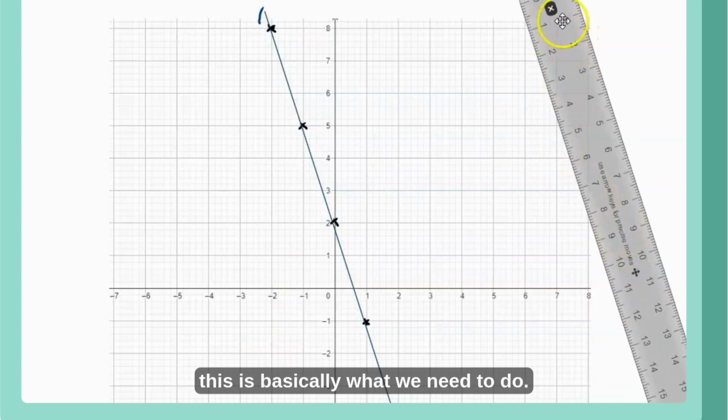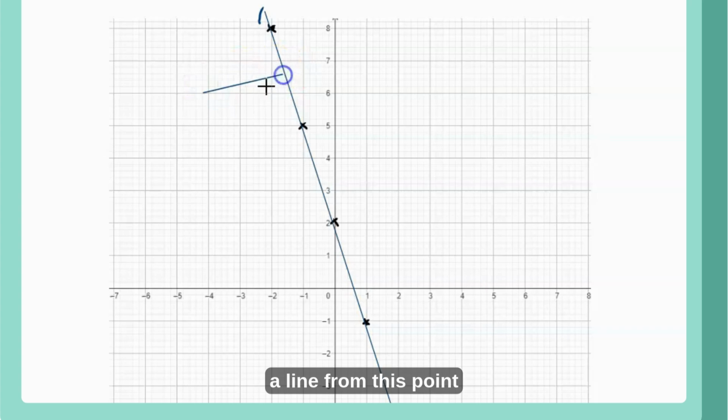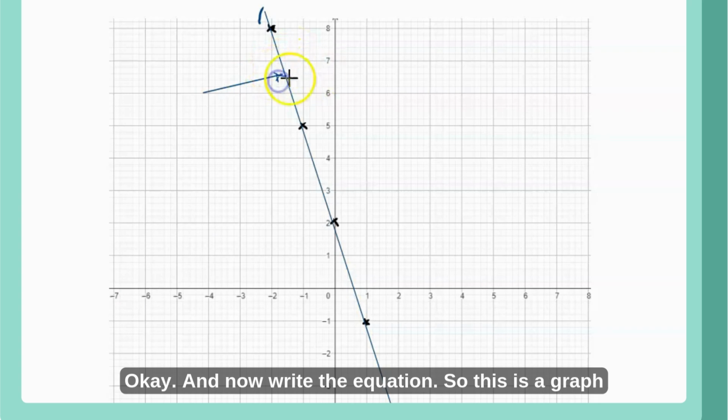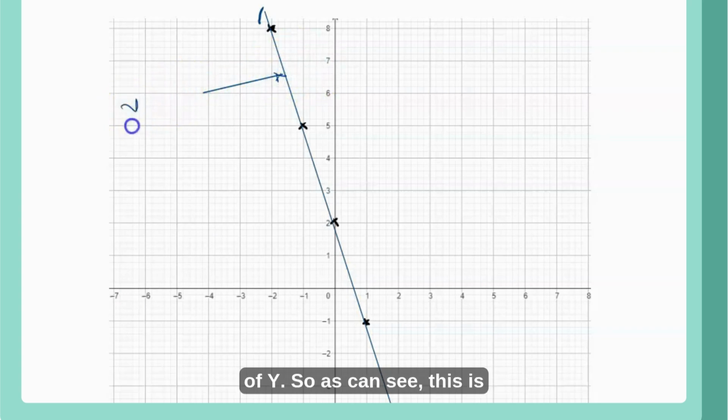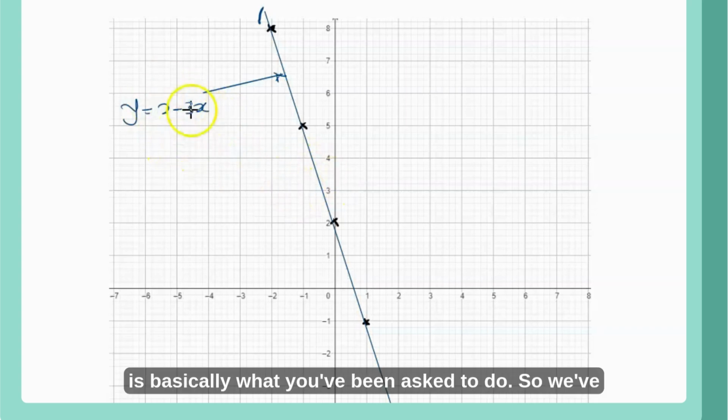So this is basically what we need to do. Now you can come over here and label this, and you could draw a line from this point, and say, you could draw an arrow, and now write the equation. So this is a graph of y is equals to 2 minus 3x. So this is how graphs are drawn, using our graph sheet. So this is basically what you've been asked to do. So we've answered the first question.